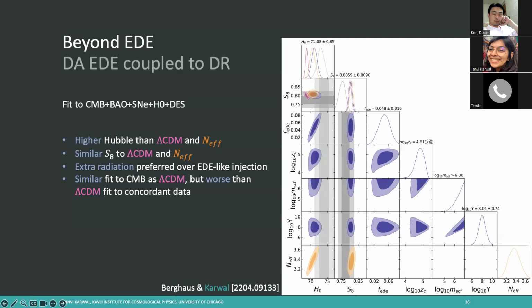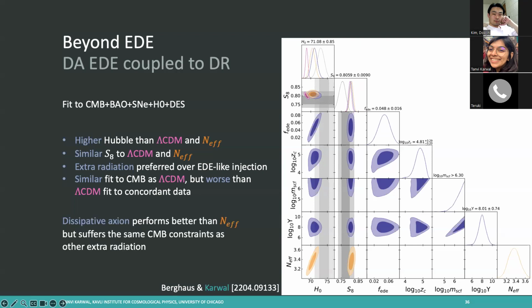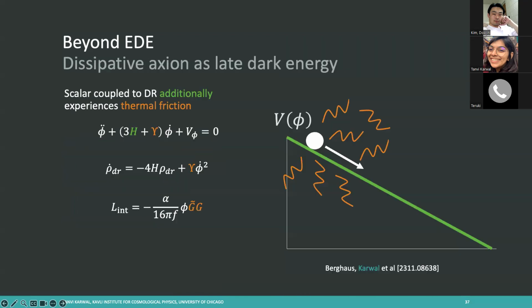It doesn't have the same perturbations as neutrinos or massless radiation, because this radiation is strongly self-interacting, so its perturbations look different, which is why we actually do slightly better than massless neutrinos. But we still roughly suffer the same sort of constraints as adding massless neutrinos. But this model got us thinking about, well, what if instead of making early dark energy talk to dark radiation, what if we got late dark energy to talk to dark radiation?